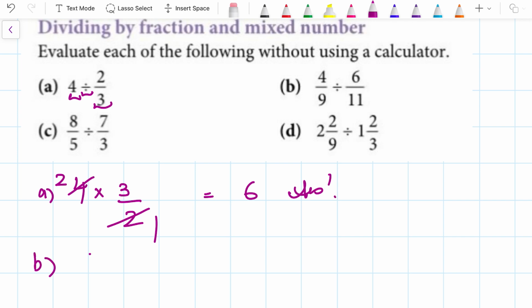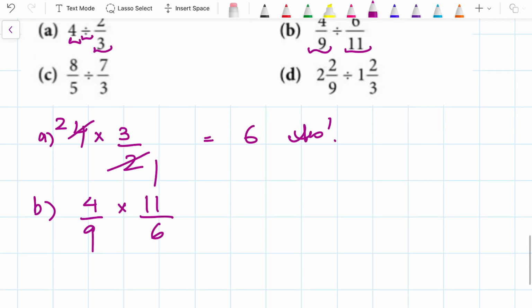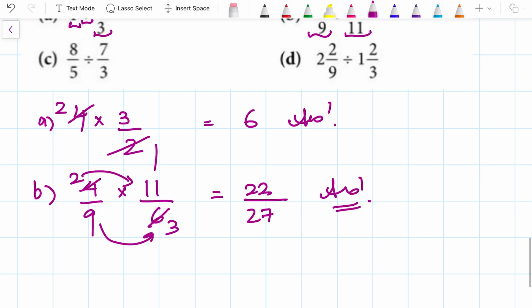B part. 4 upon 9 will stay like this. Multiply by 11 upon 6. 2 times 2, 2 times 3. Cannot be simplified any further. 2 times 11 is 22. 3 times 9 is 27. So that's going to be my answer.